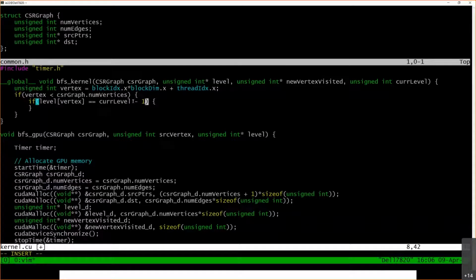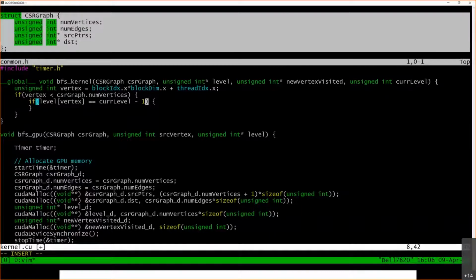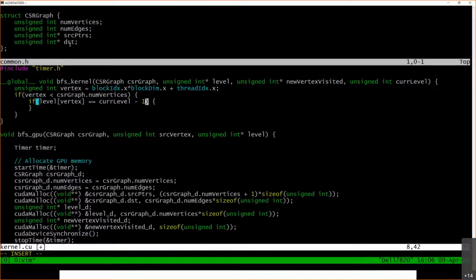If this is the case, then the thread needs to loop over its outgoing edges and visit the neighbors at the destination of the outgoing edges. So how do I loop over the outgoing edges? Where do I find where my outgoing edges start and end? What do I use from up here? Remember, this is a CSR representation of the graph. So the source pointers are going to tell me where the neighbors of some source vertex begin.